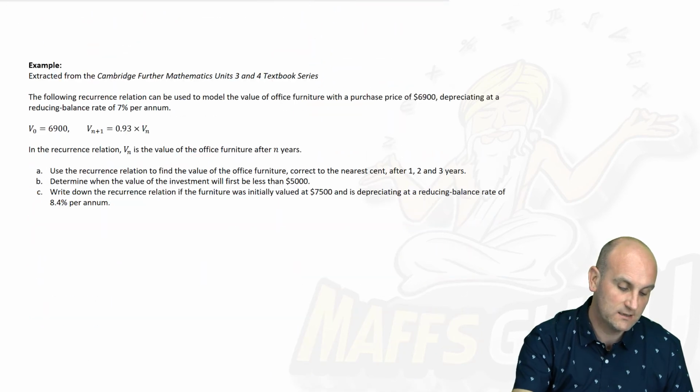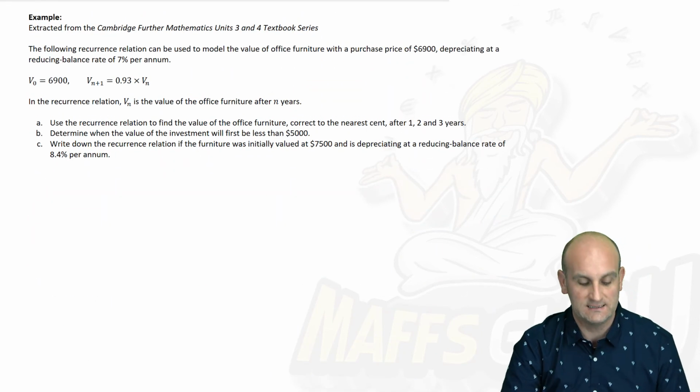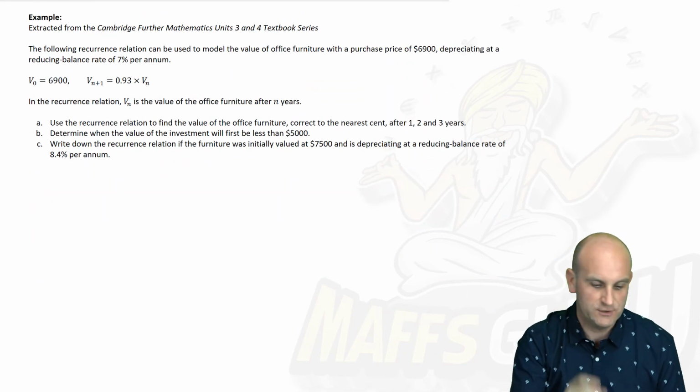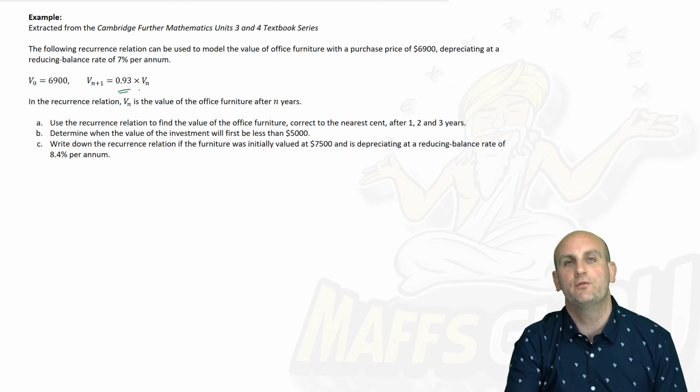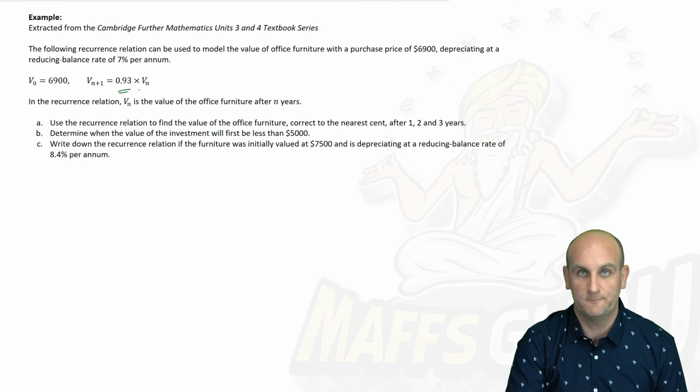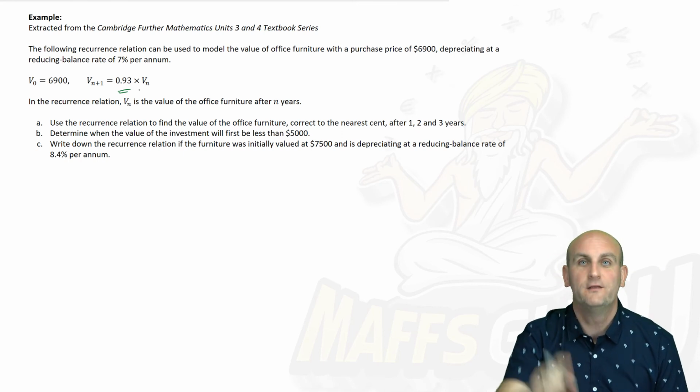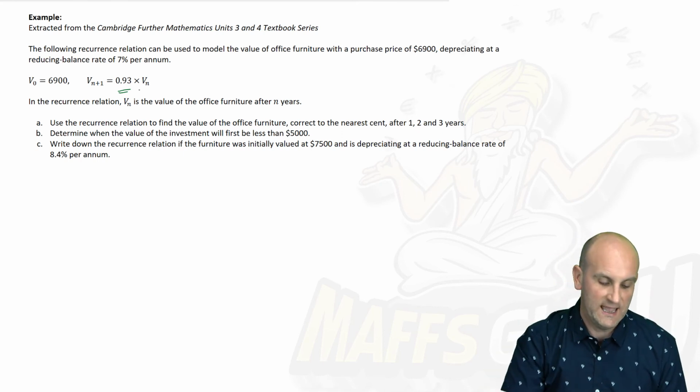And here's a great example. The rest of the formula stays exactly the same, but I haven't even read the question yet. Do you know the first thing my eyes have been drawn to is that value there, 0.93. Is it greater than 1? Is it less than 1? It's less than 1. So I'm now going to have some form of decay.